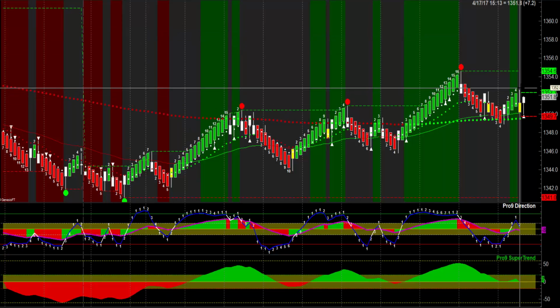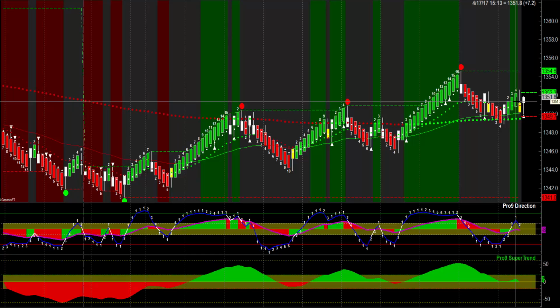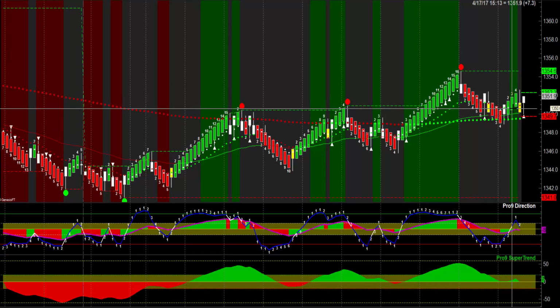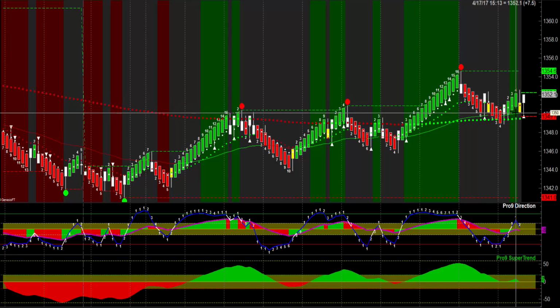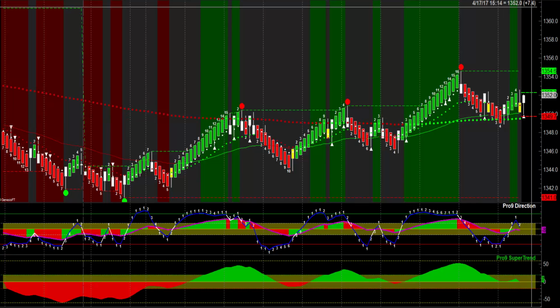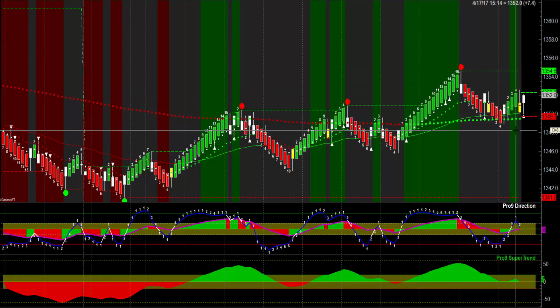I need my 10, which is our white dots, above the 20, which are the colored dots right below it, above my 50 EMA, which is this thin colored line here. Now, the 200 is not required to be below these other EMAs to fully qualify this trade, but the setups are stronger when it is.